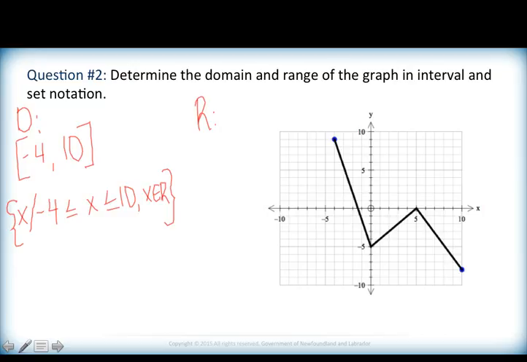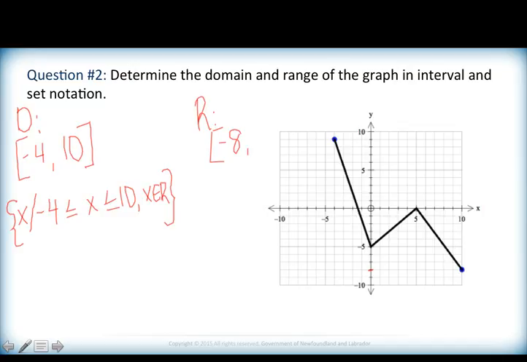Now our range is very similar. Our range is going to look at the vertical values, so the y-axis. We're going to start at the bottom first and work our way to the top. So if we take our lowest point and we go over, it hits the graph at -8. So we're going to have -8. Again, we're going to have a square bracket since the graph is including that point -8.